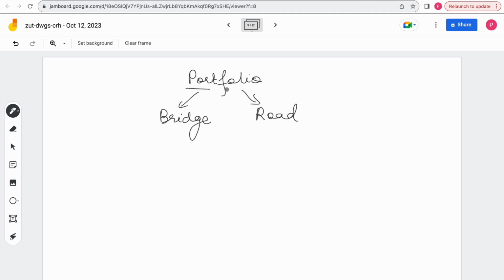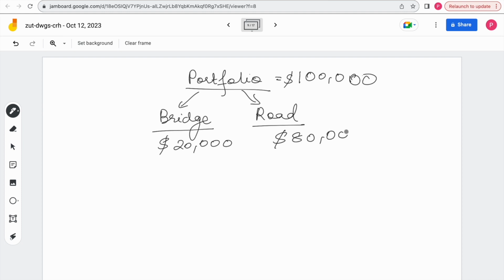So my portfolio manager decides, if he is a portfolio manager of a construction company, let's say, in which portfolio he has to invest money. And if the portfolio manager has a fund of $100,000, he will decide whether he has to invest $20,000 in the bridge portfolio, and the rest, $80,000, in the road portfolio.